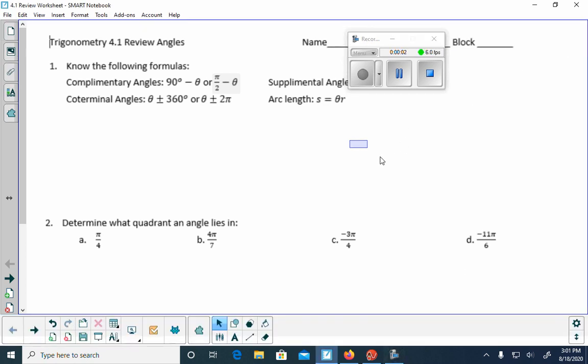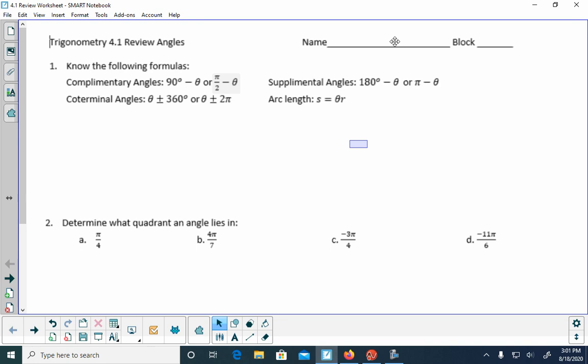Hello, this is Mrs. Ward, and I am going to go over the review worksheet for section 4.1, measures of angles, radians and degrees. So number one, as you can see, it's really not a question. It's just asking you that these are the formulas that you should know.